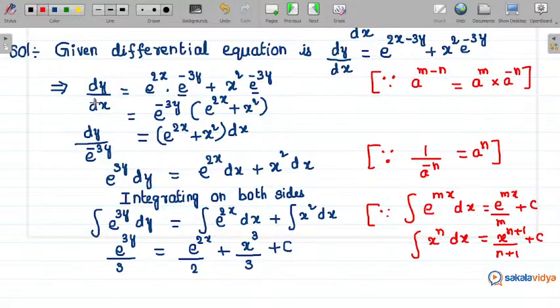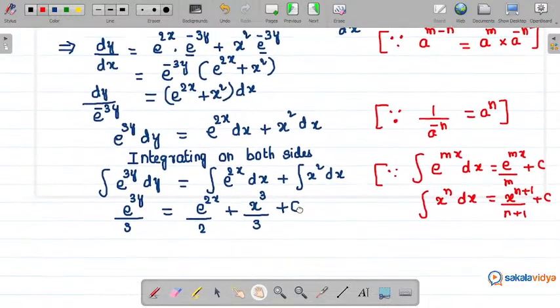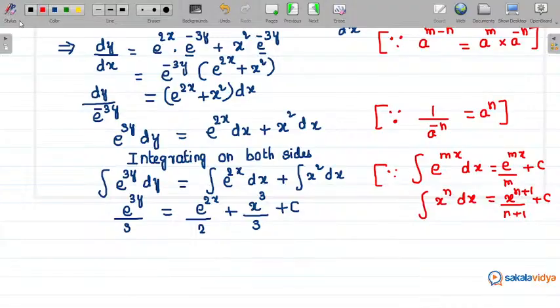So, let us simplify this one now. How do we simplify? Yes, this can be simplified. LCM of 3, 2, 3 is 6. Multiply both sides with 6, which is the LCM of 3, 2, 3.